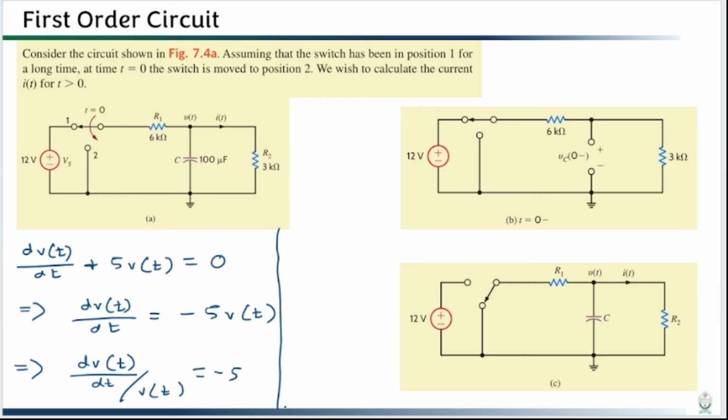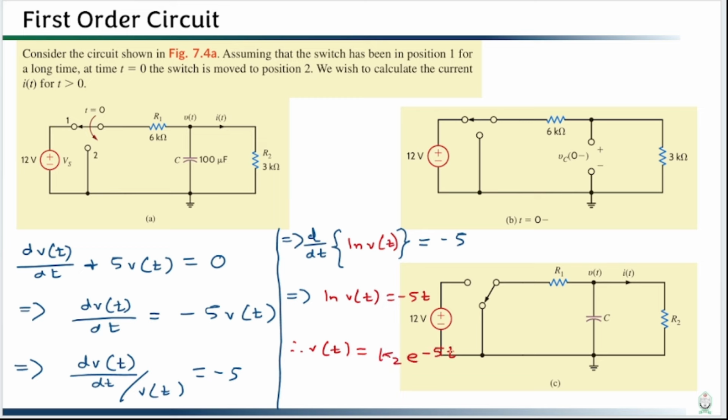I think you can guess where we are going. We can rewrite the left hand side as d/dt of ln v(t), and on the right hand side we will have minus 5. By taking the integration on both sides, we have ln v(t) equals minus 5t. Further, taking the exponential of both sides will eventually give us the final output of v(t) to be k2 e to the power minus 5t.